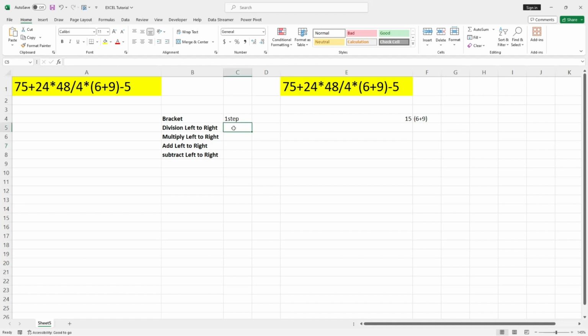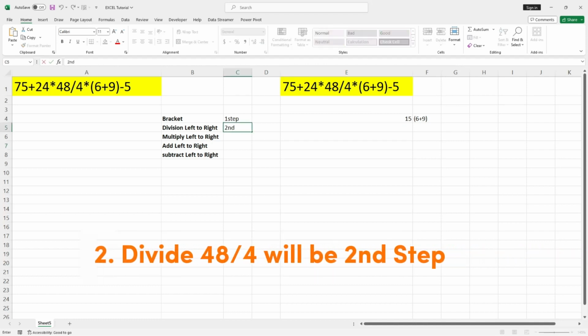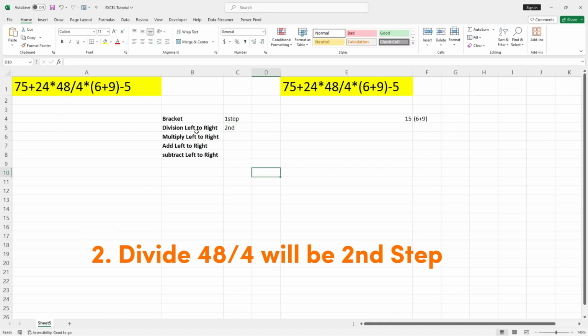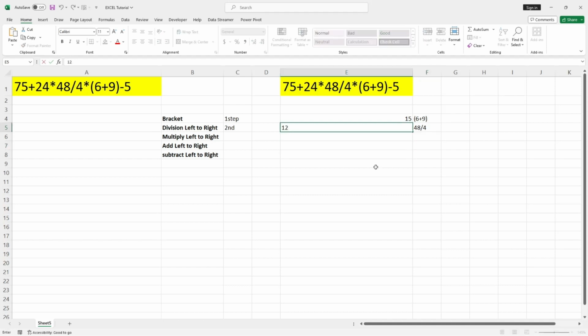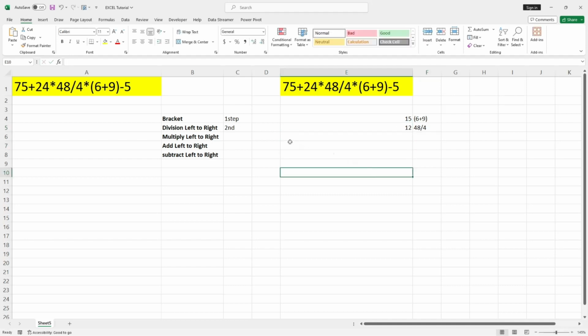The next step is to divide from left to right. So what Excel will do, as a next step, is take 48 divided by 4. So 48 divided by 4 will be taken next, and the total will be 12.